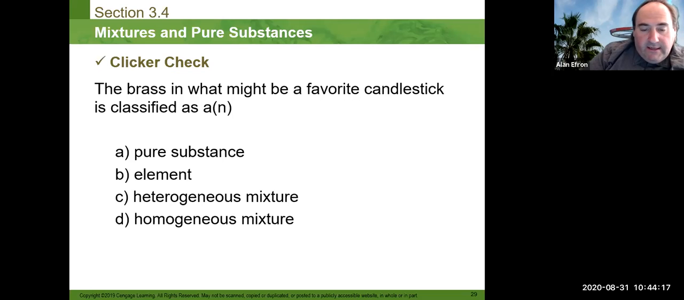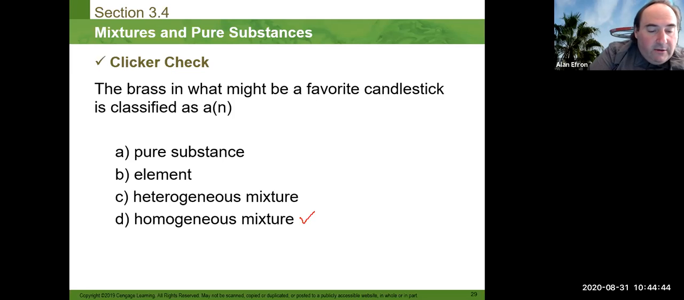The brass in a candlestick is classified as a homogeneous mixture. Although it is a mixture of several different metals together, which is essentially what makes up brass, when we look at it, it just looks like a piece of metal. So it looks the same throughout. So it would be a homogeneous mixture, not a pure substance, because again, it's a couple of metals together.